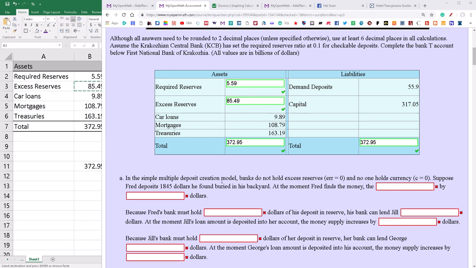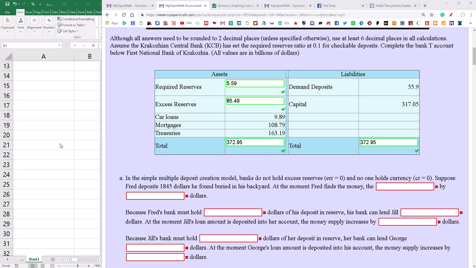Okay, if you remember from the notes or our class discussion, in the simple multiple deposit creation model, banks do not hold excess reserves. The excess reserves ratio is 0. And no one is holding currency, so the currency ratio is 0. Now suppose Fred deposits $1,845 he found buried in his backyard. At the moment Fred finds the money, it starts to circulate. It's in his wallet, and he can use it to buy goods and services.